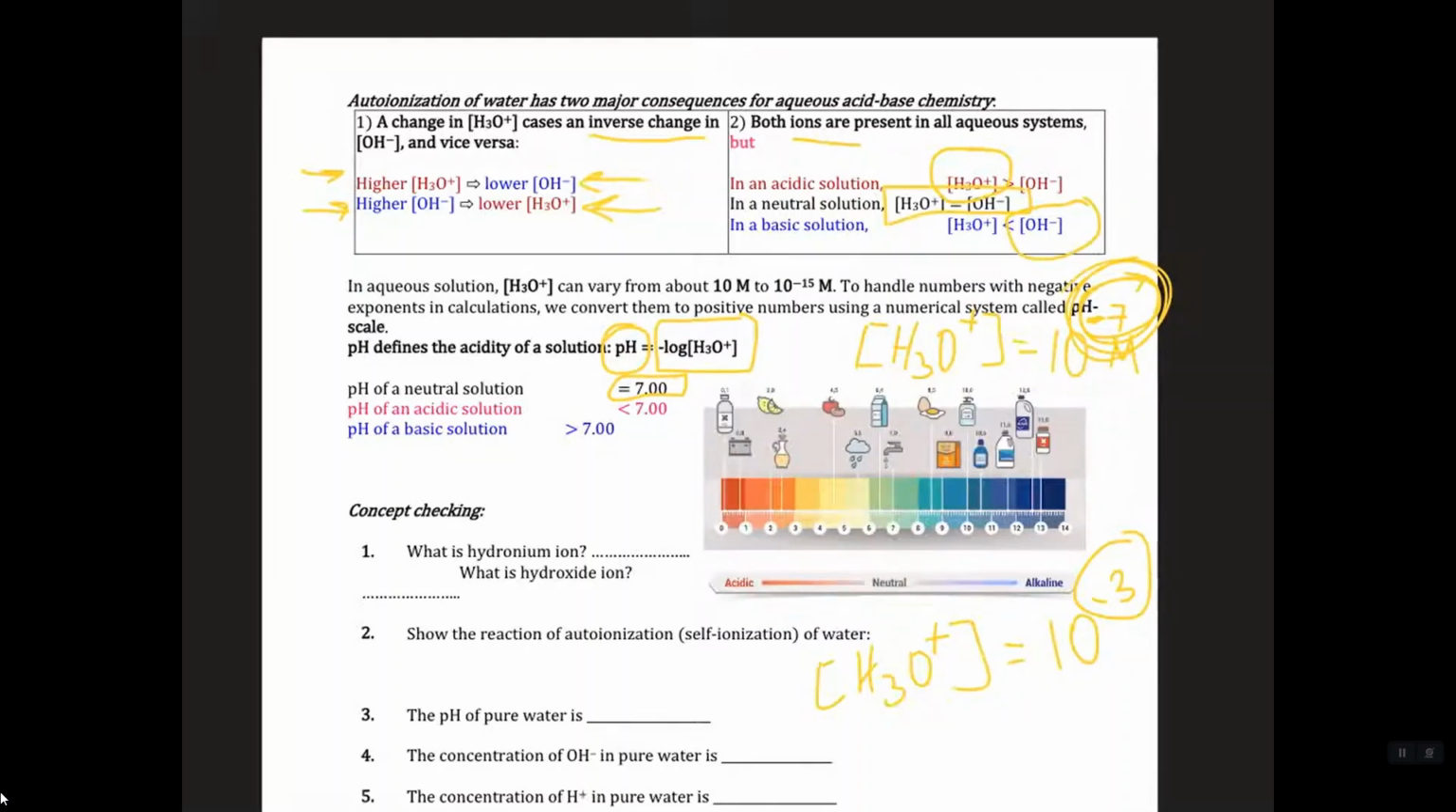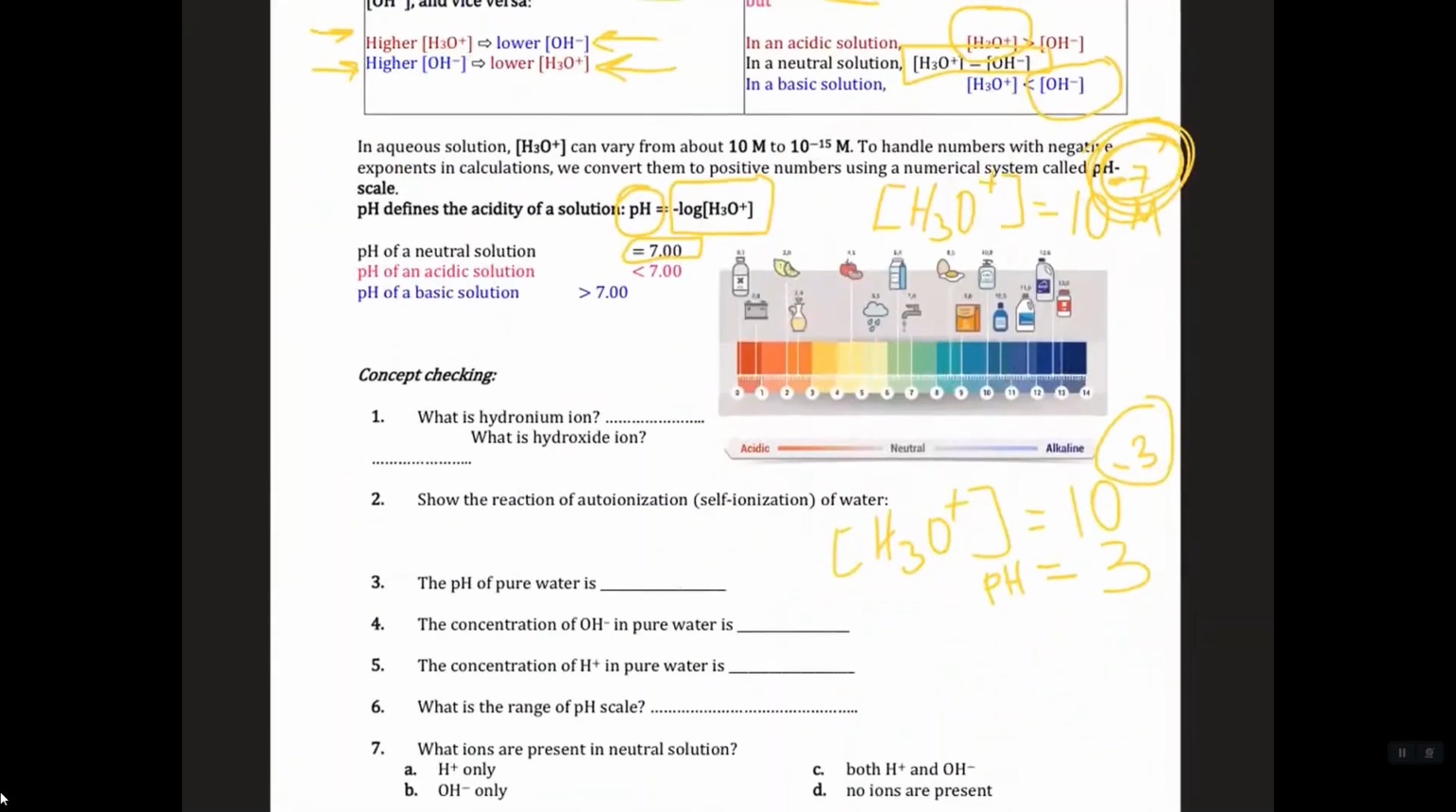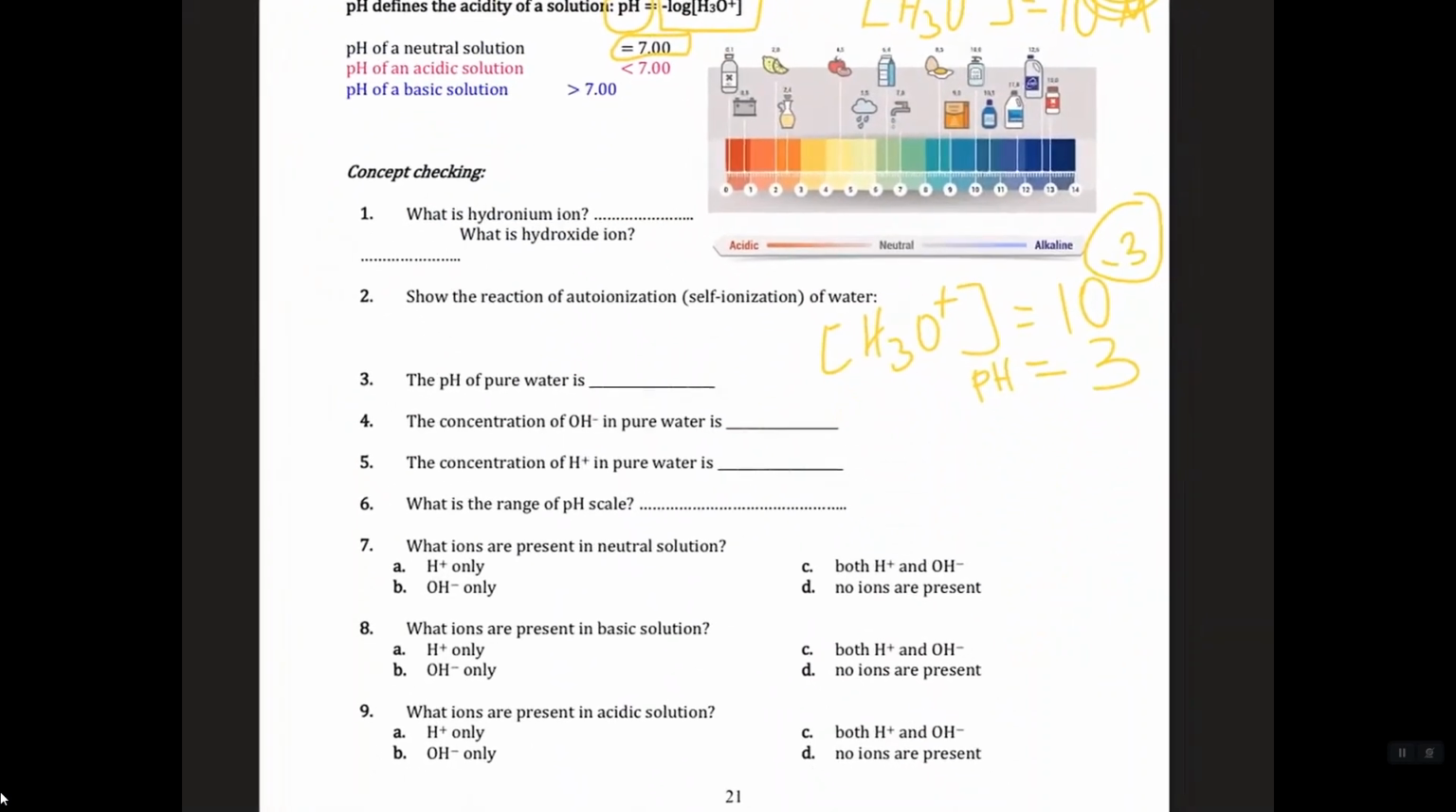And if you take negative log, the pH is going to be equal to 3. So numerically, my pH decreased, but concentration increased. So that's kind of the opposite, right? I'll reiterate that in a second, just so that you remember better. But let's look at concept checking and see how we can apply it.